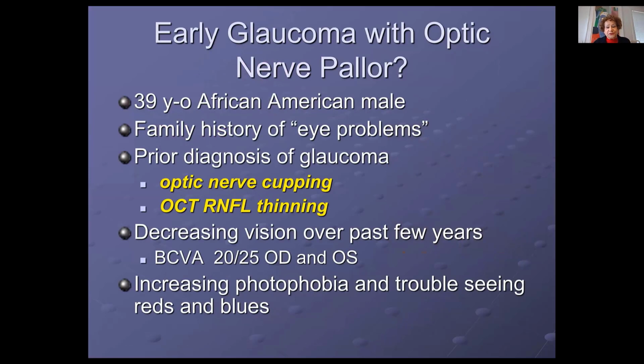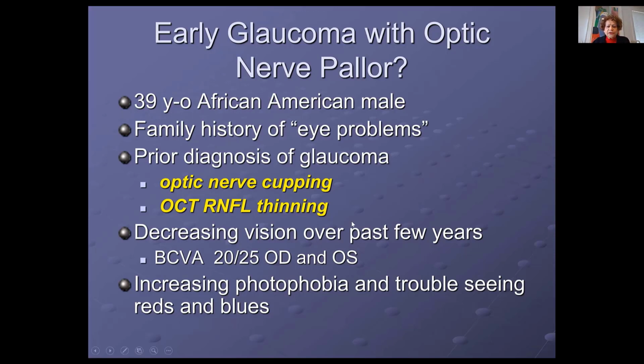Now, here's a patient who was referred to us because the patient was being treated for glaucoma, but yet he had optic nerve pallor. This is a 39-year-old African-American male with a family history of, quote, eye problems. He had a prior diagnosis of glaucoma based on optic nerve cupping and OCT RNFL thinning. Makes sense. I don't know what the pressures were. The patient came to us already being treated for glaucoma. He was taking a prostaglandin analog before bedtime.